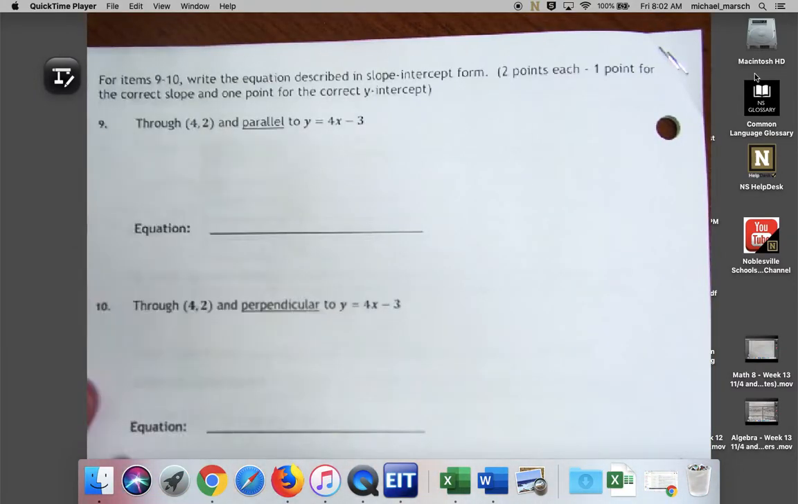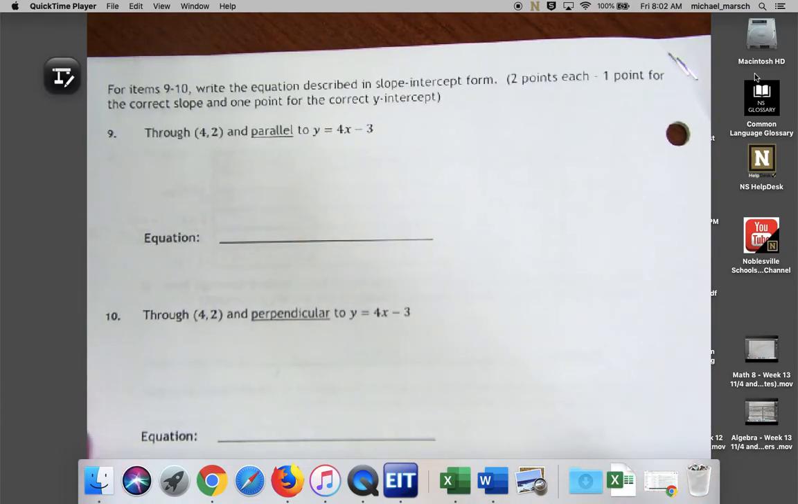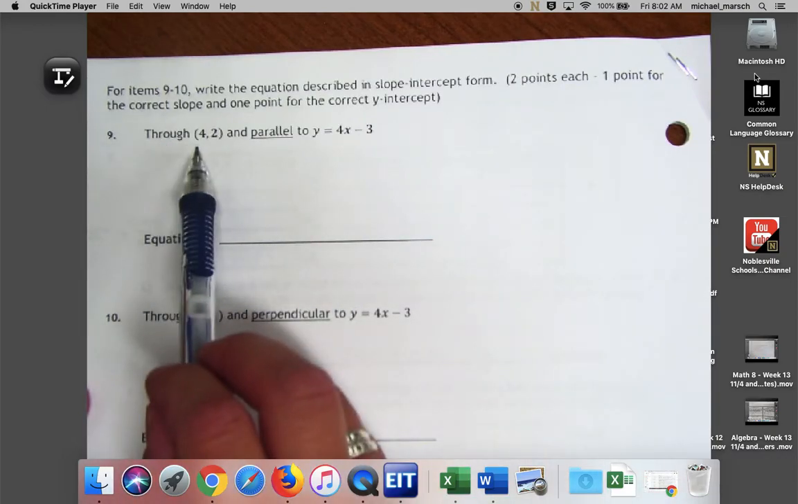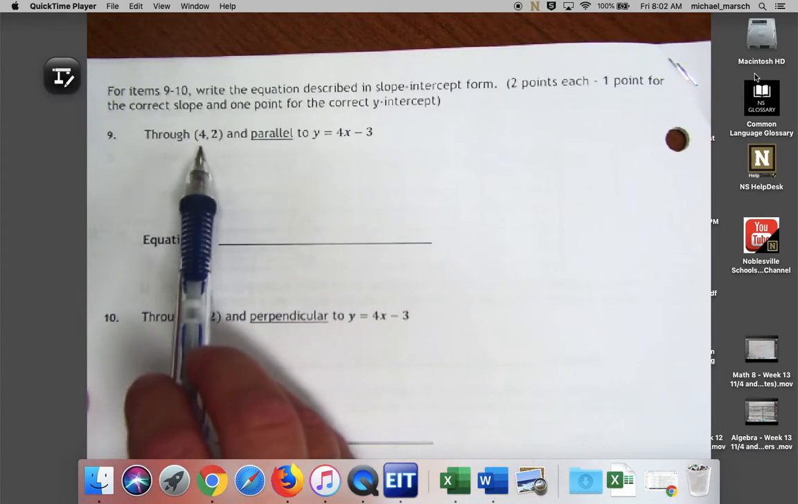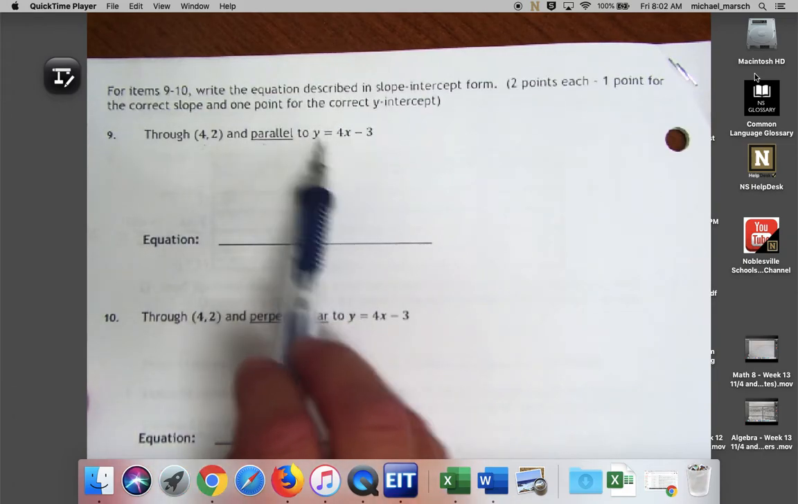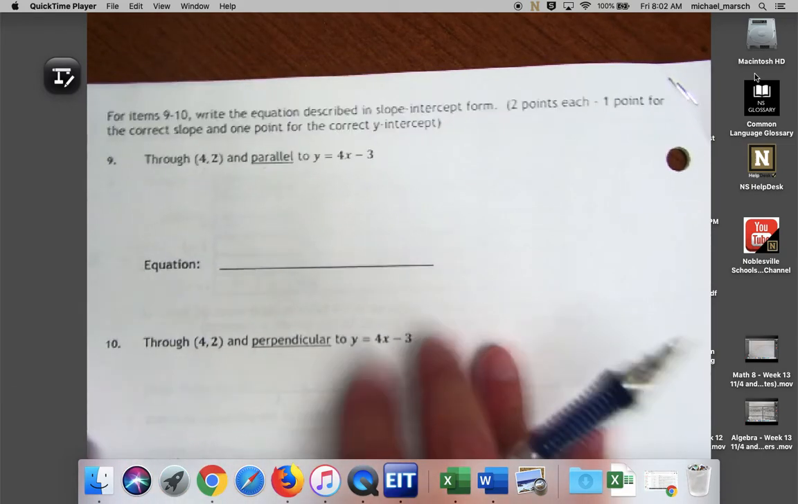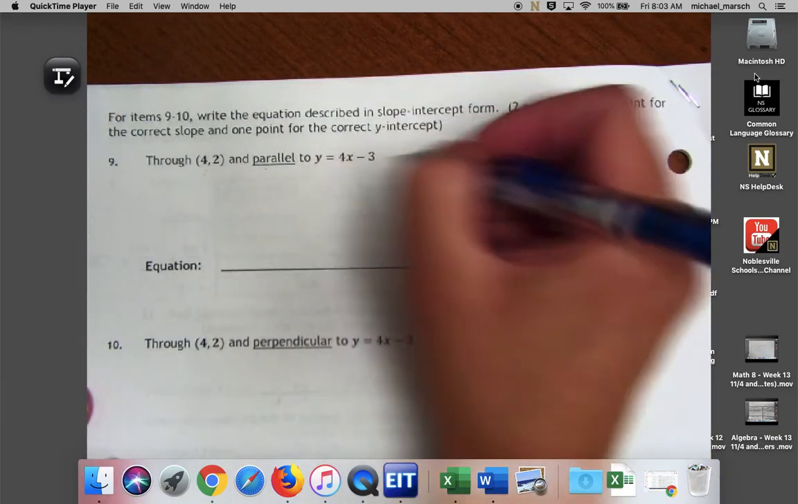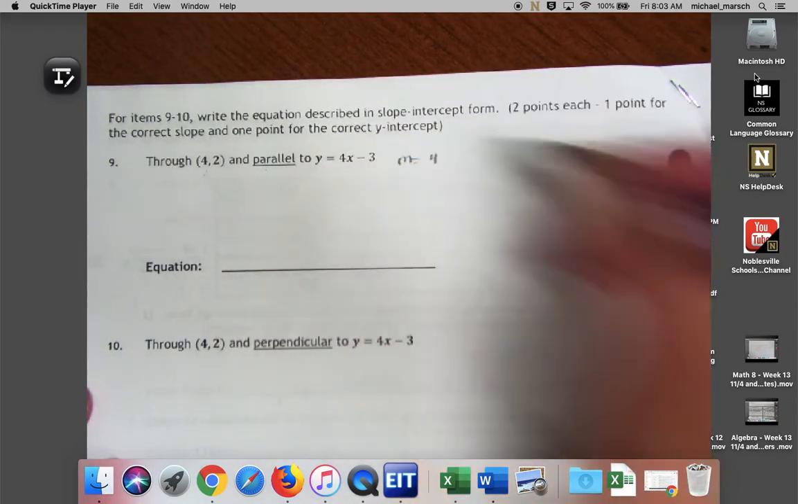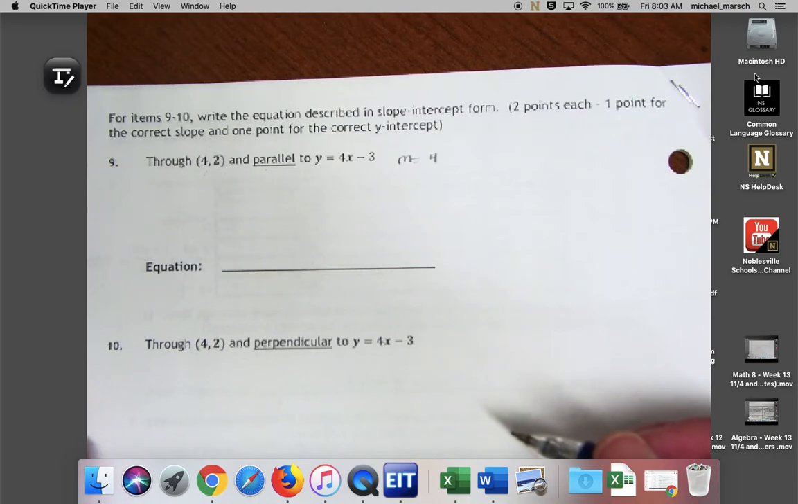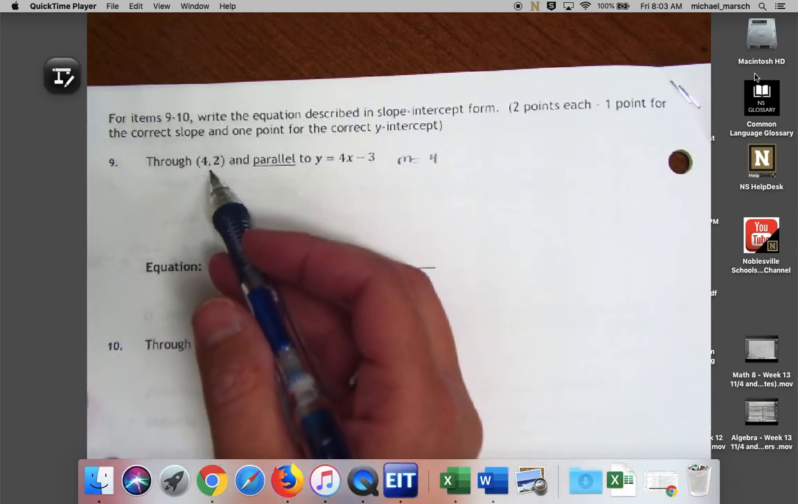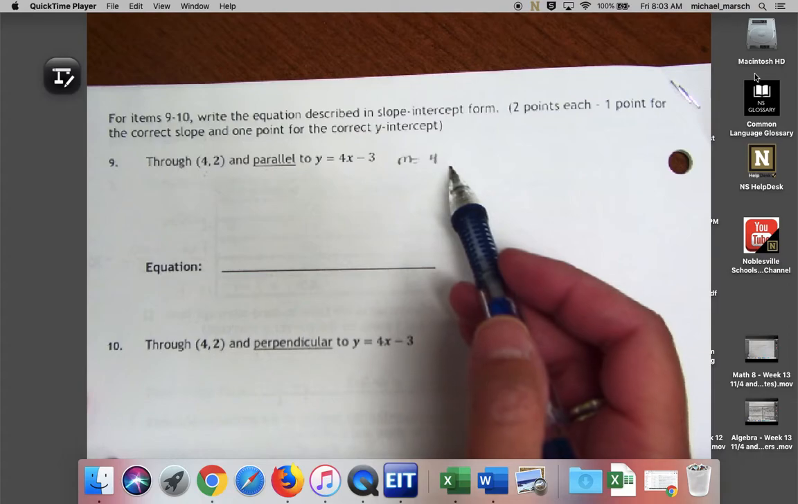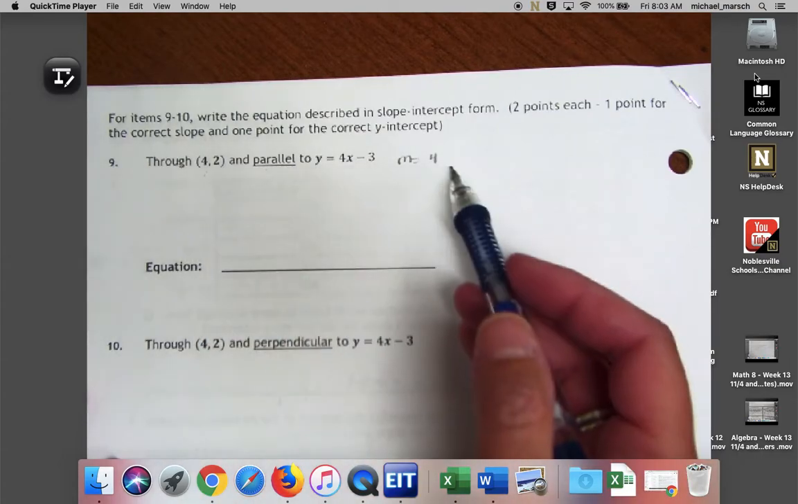Oh, you guys are going to be really good at this. For items 9 and 10, write the equation described in slope-intercept form. Okay, so we want to write an equation of a line through this point that's parallel to this. Easy peasy. If it's parallel, my slope is 4, so I'm going to want the same slope, and I have a point. So I have a point and slope, so I'm going to use point-slope form.